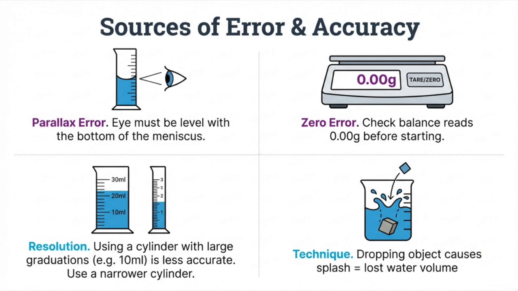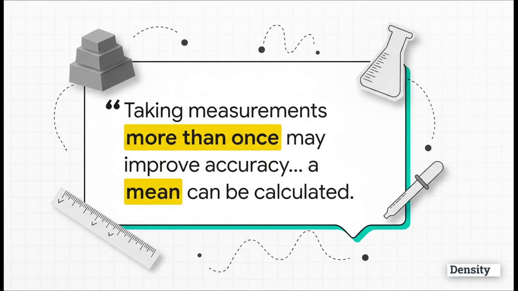Did you make sure the balance was at 0 before you started? When you read the volume, was your eye level with the water? When you put the rock in the can, did you do it gently so water didn't splash everywhere? And did you only measure once? Always take repeat readings. Do it 2 or 3 times. This lets you calculate a mean average, which is much more reliable. Plus, if you get one really weird result, an anomaly, you'll spot it straight away and can ignore it.